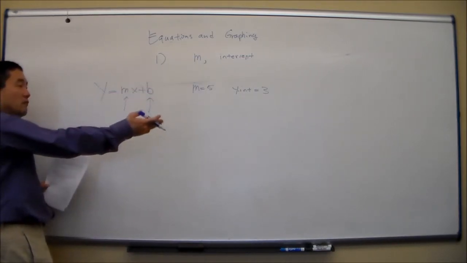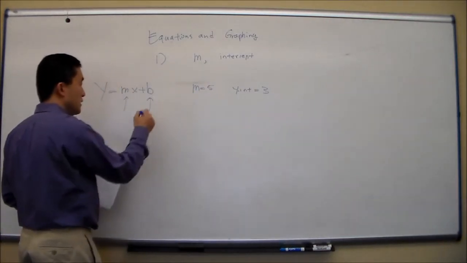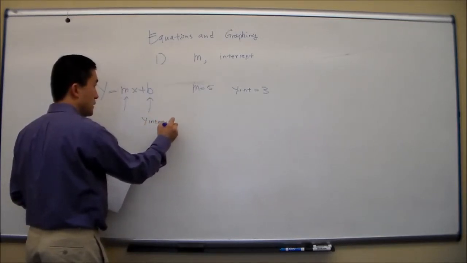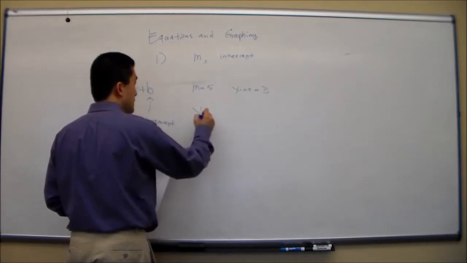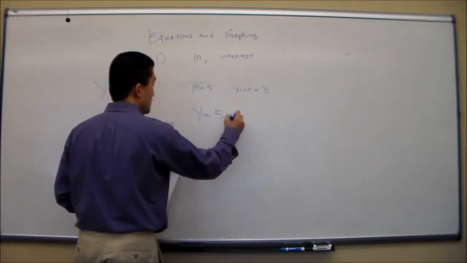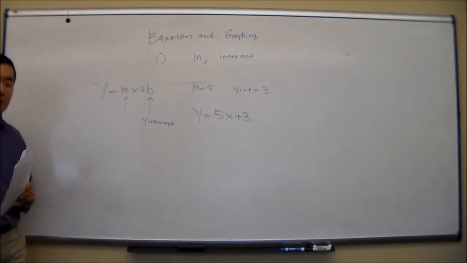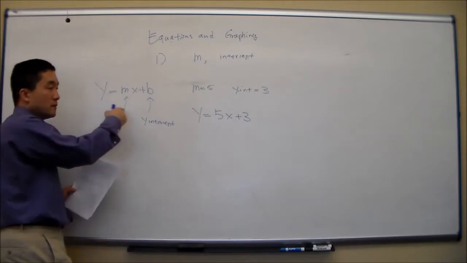If you go back to the problem, what's m? 5. This b is called a y-intercept, which is given to you. So in this case, y is equal to 5x plus 3. That's your final answer. You find the equation in the form of this, and that's what we want. So done.